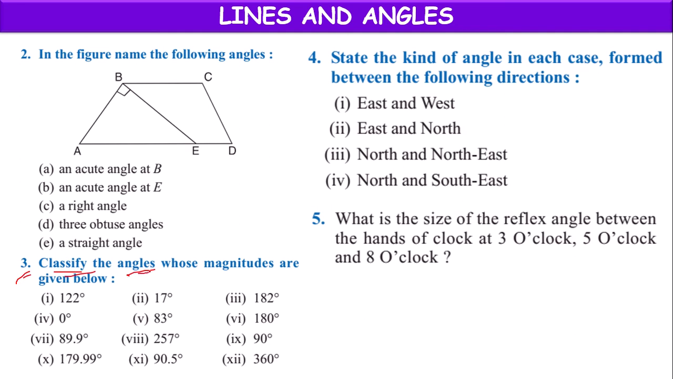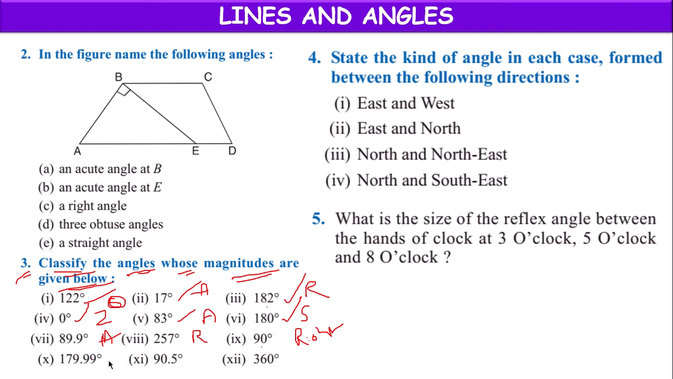Next one, classify the angles whose magnitudes are given below. 122 degrees is obtuse, let's denote with O. 17 degrees is acute, A. 182 degrees, more than 180, is reflex angle R. 0 degrees, zero angle Z. 83 is acute, 180 is straight angle S. 89.9 is still less than 90, so acute. 257 is more than 180, reflex. 90 degrees is right angle, R. 179.99 is also obtuse because it is not equal to 180 degrees. 90.5 is more than 90, obtuse. 360 degrees is complete angle C. So based upon the angle you can mention its name, children.